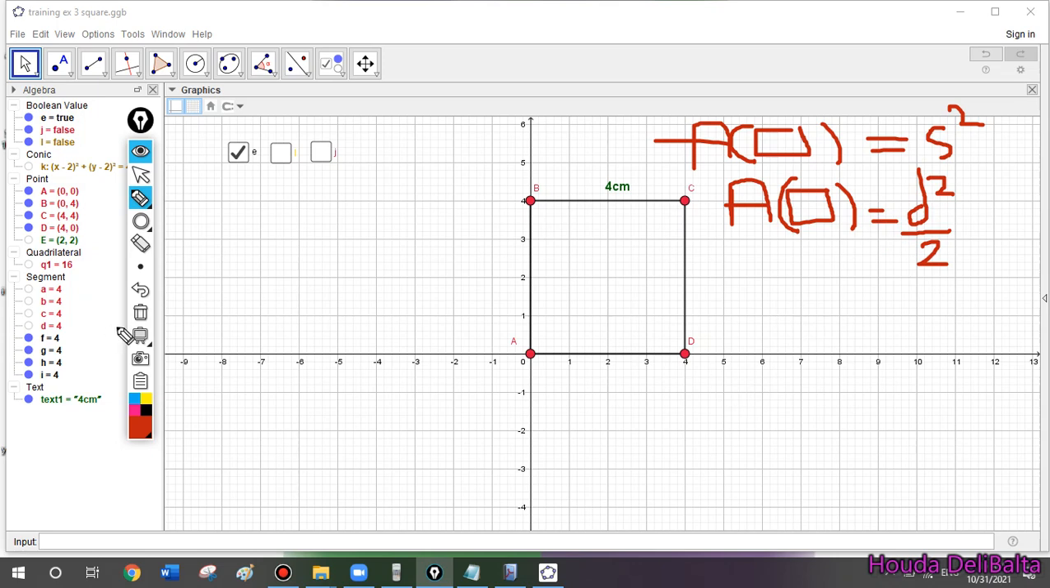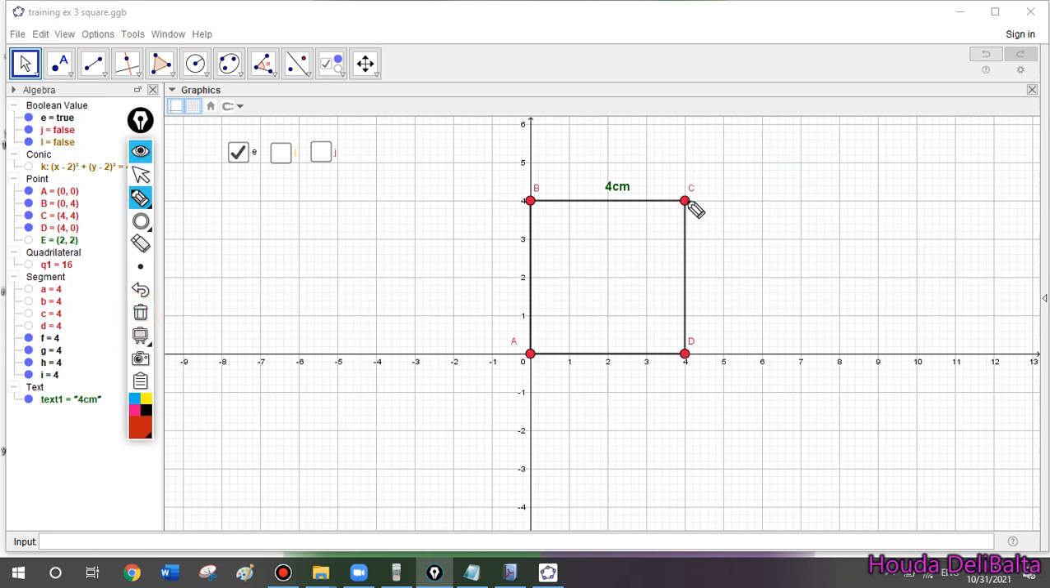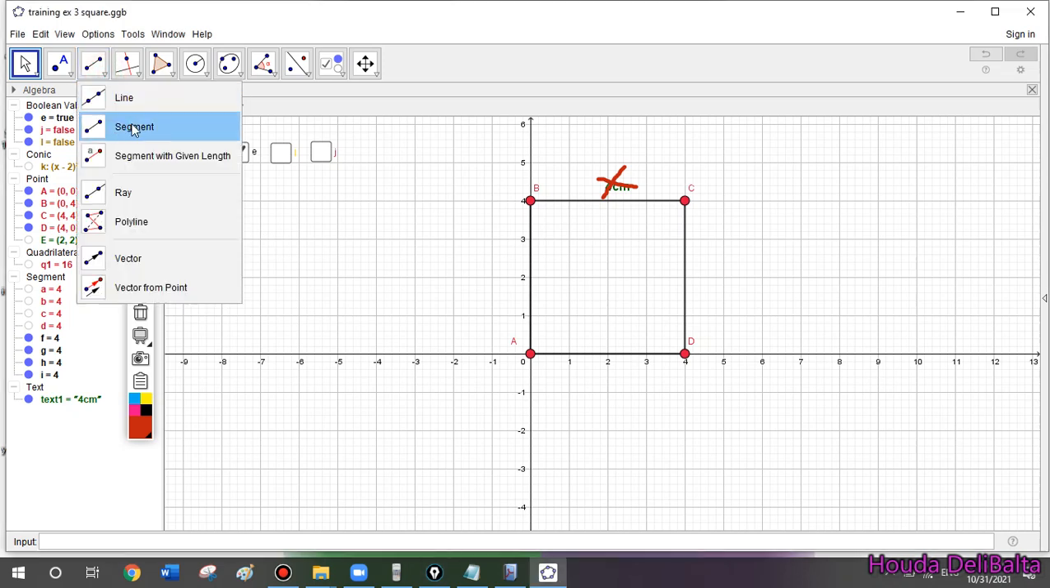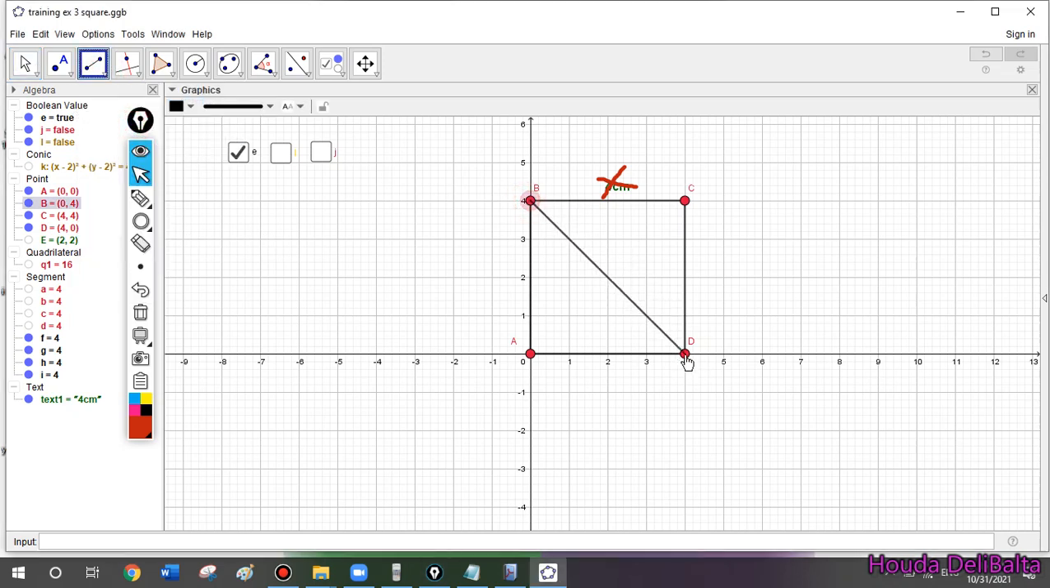And here we go with this figure. I have a square of side 4 centimeters. Regardless of the side, I'm going to find its area. Suppose that I don't have that side, and I'm going to calculate its area using its diagonals. So first of all, let me join the diagonals, B to D and A to C.